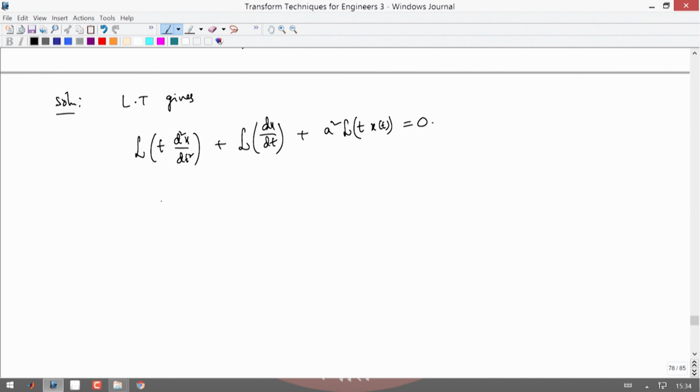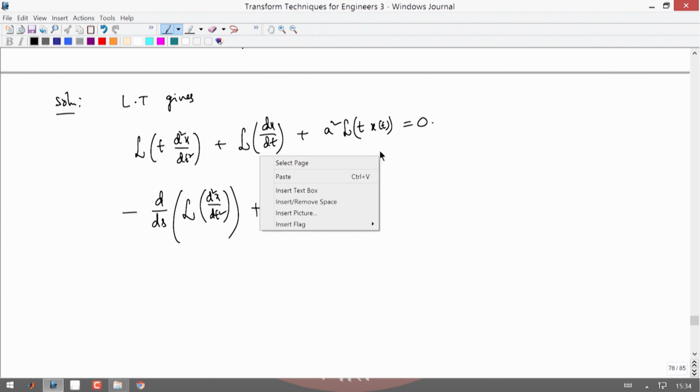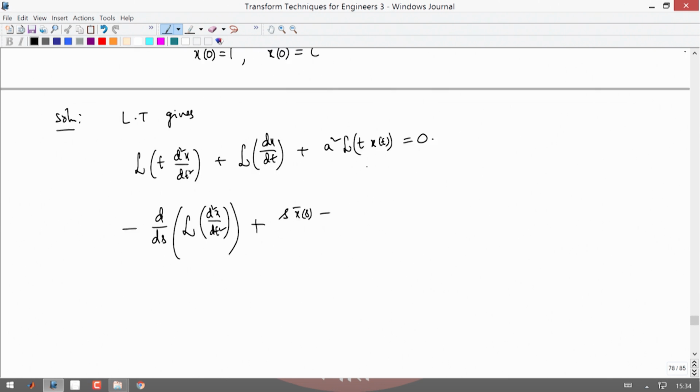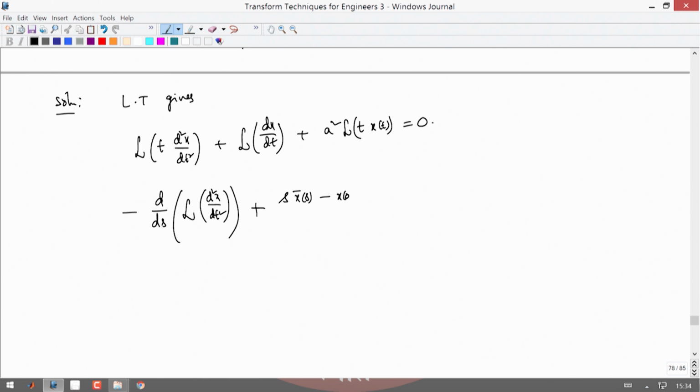So this is equal to, and as you have seen earlier in the property of the Laplace transform, this is actually minus d/ds of the Laplace transform of d²x/dt², and this is as it is. So you can write directly x bar of s minus x at 0. x at 0 is 1. So I write this plus a².